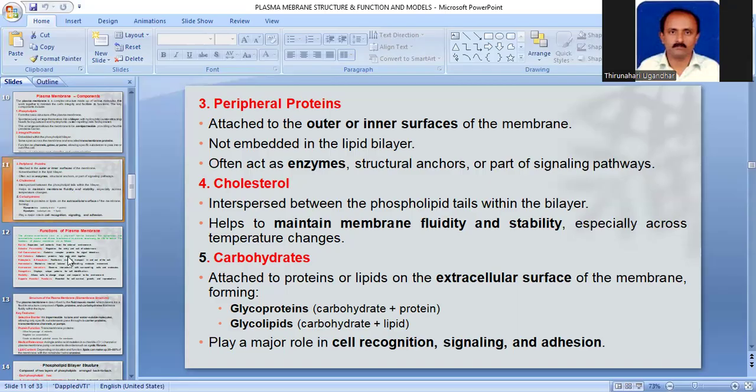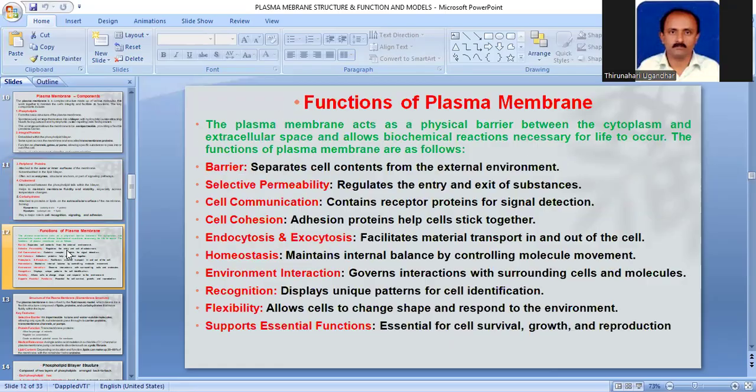The fifth and last component is carbohydrates, attached to the proteins or lipids on the extracellular surface of the membrane, forming glycoproteins and glycolipids. Glyco means glucose type. Carbohydrate plus proteins is glycoproteins. Glycolipids means carbohydrate plus lipids. They play a major role in cell recognition, signaling, and adhesion. These are the five important components that make up the plasma membrane.